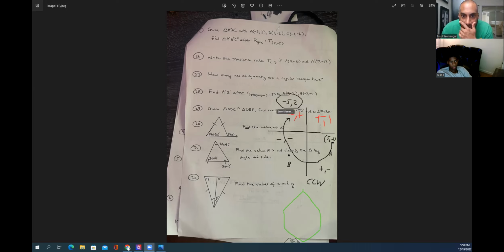Or actually, let me see here. My bad. Which one is this? This one is 28. Okay, so we're rotating the X 270. Let me back up here. The X would be -5, and then we're rotating the Y about the origin. What does that mean?